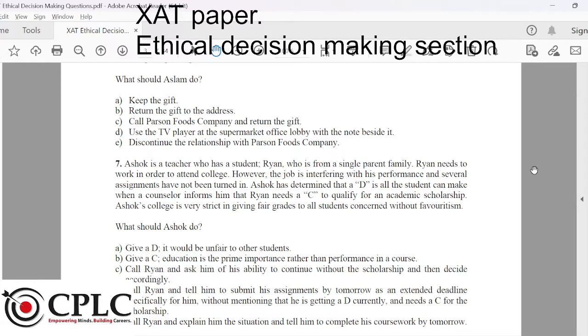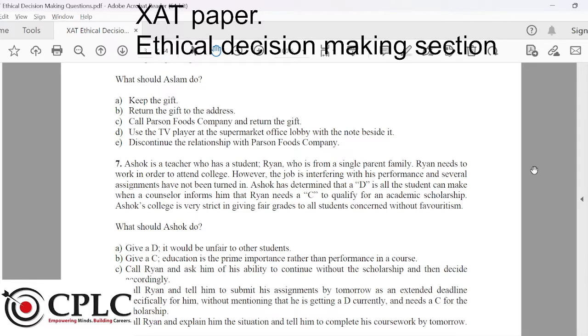Call Ryan and tell him to submit his assignments by tomorrow as an extended deadline specifically for him, without mentioning that he is currently getting a D and needs a C for the scholarship. Okay, this can also be an answer. Call Ryan and explain the situation and tell him to complete his coursework by tomorrow. Okay, this can also be an option, but out of D and E, D is slightly better. Reason being, he is not informing Ryan about D or C as a grade. He's just giving him a chance. So now we have to select D or A as the options.